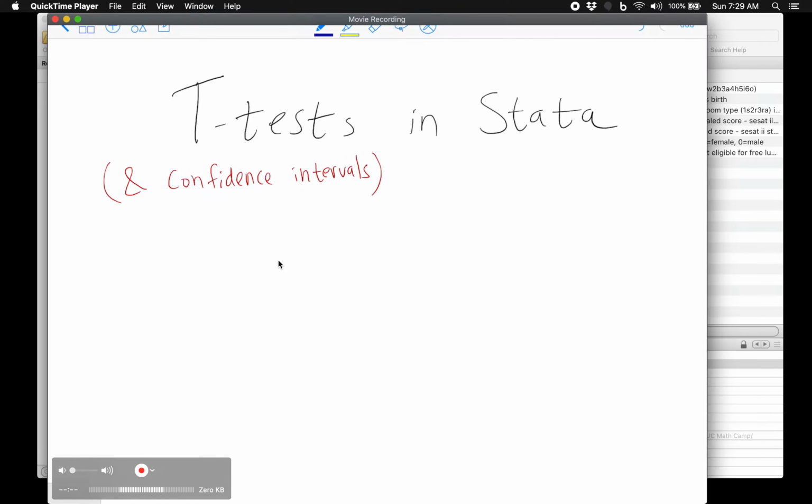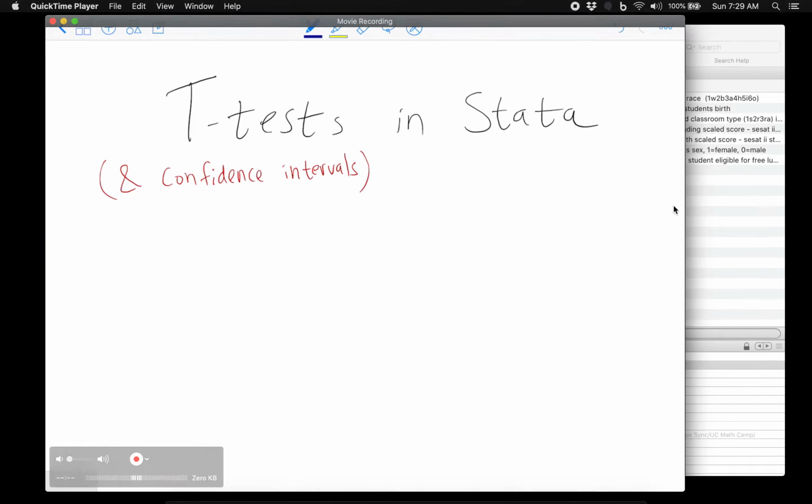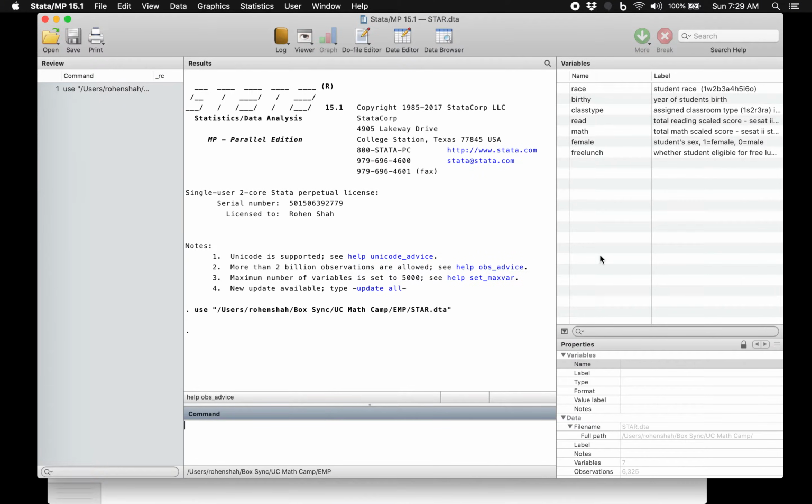Hello everybody. In this video we're going to talk about how to do a t-test and confidence intervals in Stata. So here I have the Stata data set for the STAR study, the Tennessee STAR study, pulled up. And let's just take a look at some of the variables.